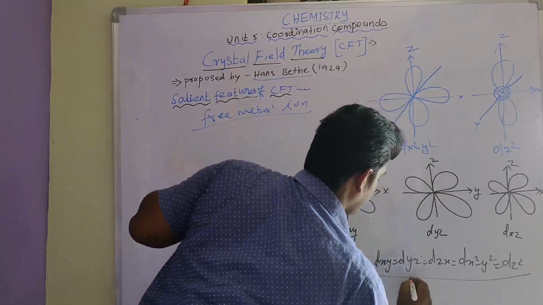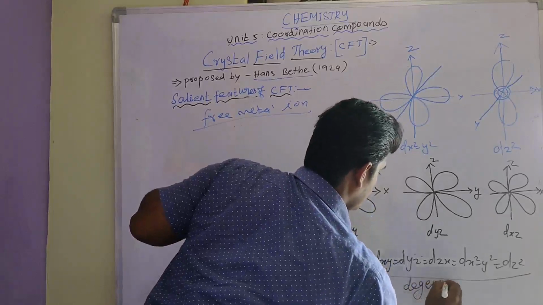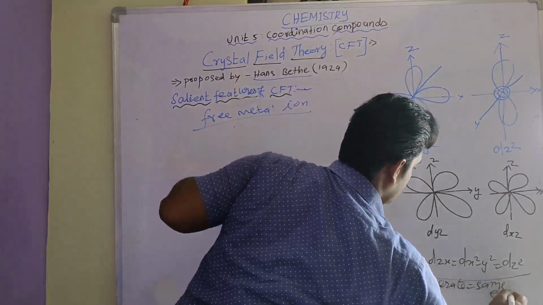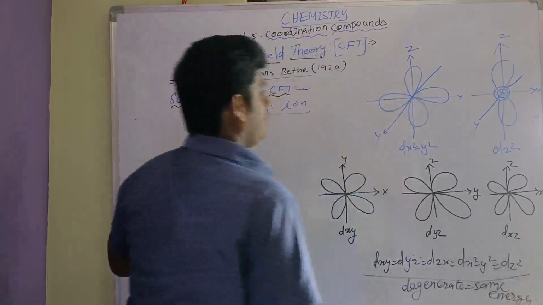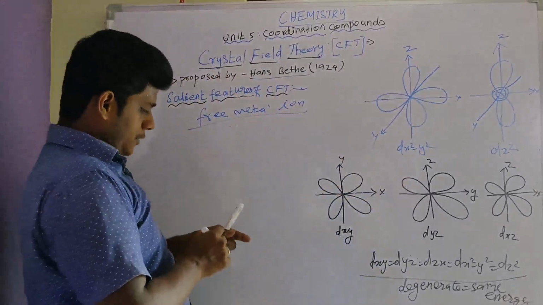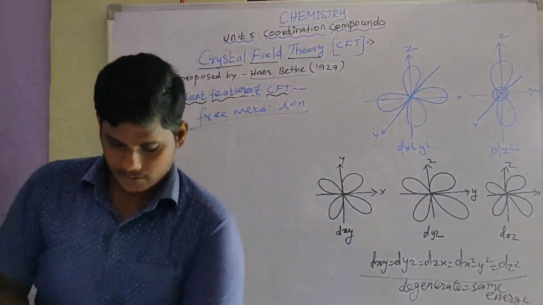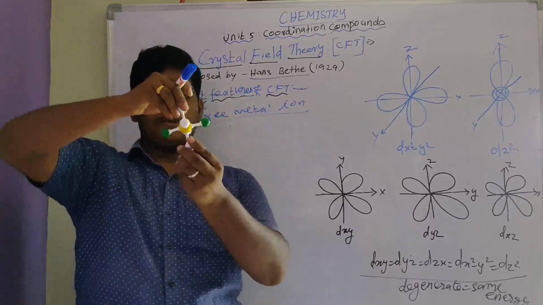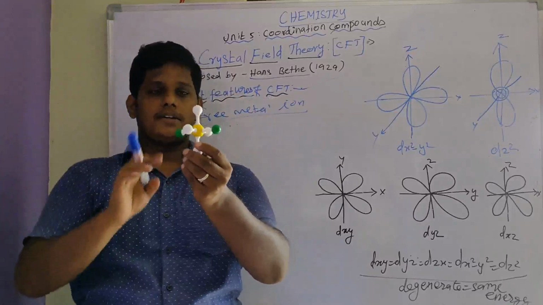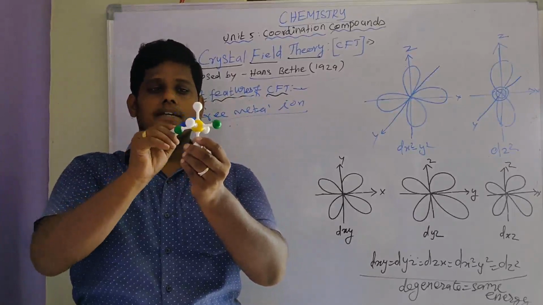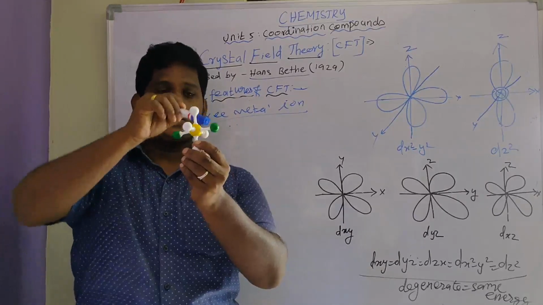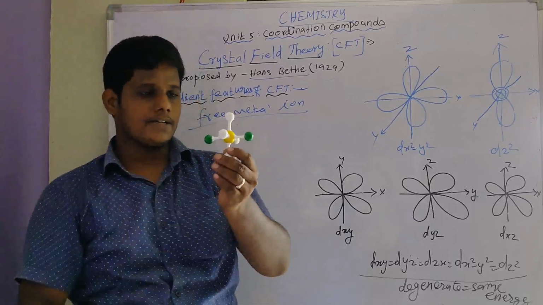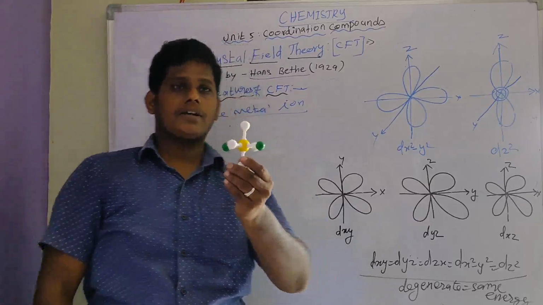All the d orbitals are degenerate, that means they have the same energy. You see, this is the octahedral complex with six ligands. The yellow ball is the central metal atom or ion. Four ligands are in a plane, one ligand is above the plane and another is below the plane. It is an octahedral structure.